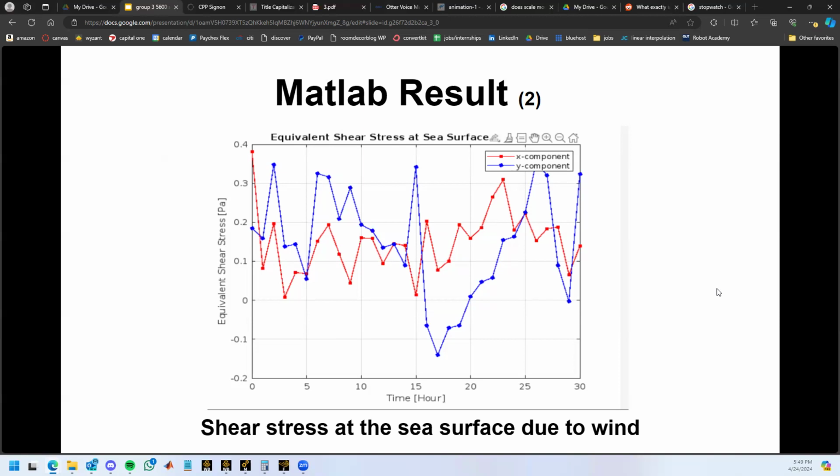The X component maintains a narrow range, staying closer to zero, which suggests a more stable behavior, compared to the Y component, which showcases several peaks and drops over the time period of 30 hours. In the end, both components appear to peak and drop at the same times, but the Y component shows more extreme changes, suggesting it is more sensitive to changing wind conditions.